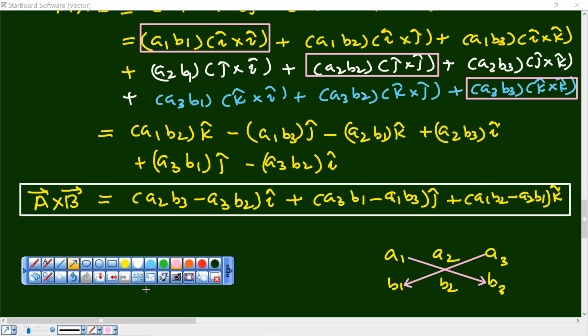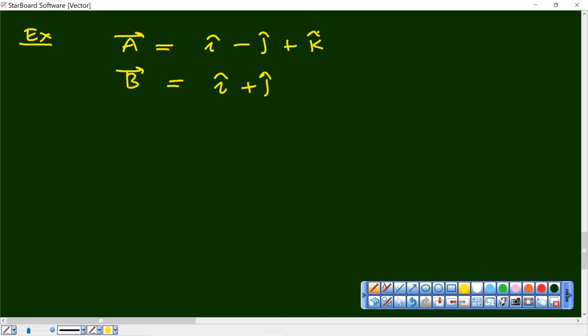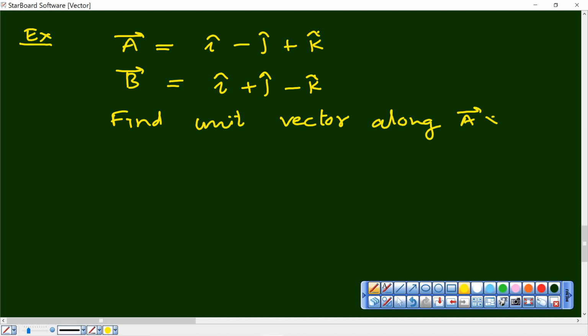Let me proceed to take a few questions. Given two vectors A and B, where A is i cap minus j cap plus k cap, and B is i cap plus j cap minus k cap, find the unit vector along A cross B.